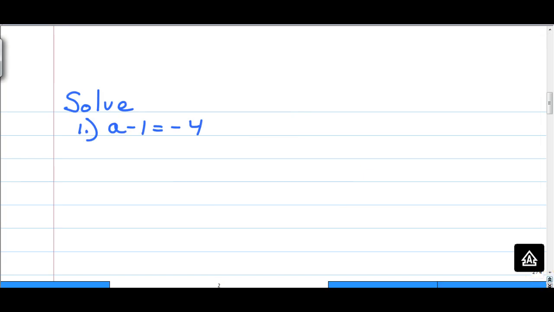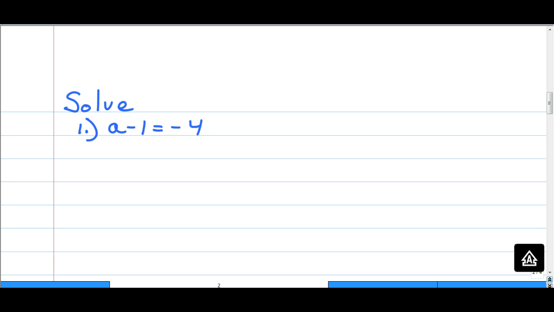In Question 1, the instructions read solve. Question 1 reads a minus 1 equals a negative 4. For this problem, we're going to use the addition principle of equality. To use the addition principle of equality to eliminate a term from one side of an equation, add the additive inverse of that term to both sides of the equation.